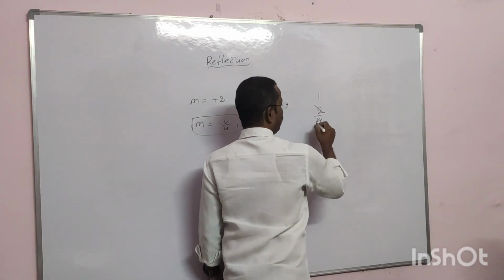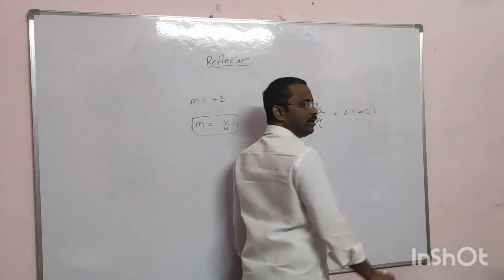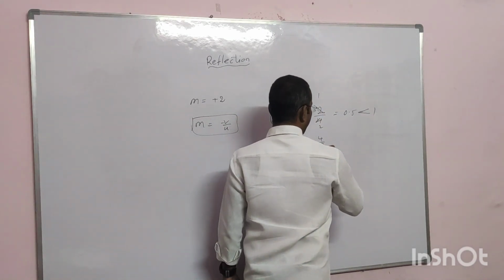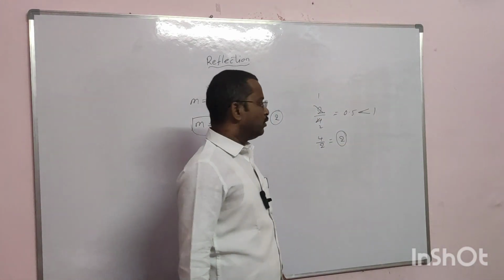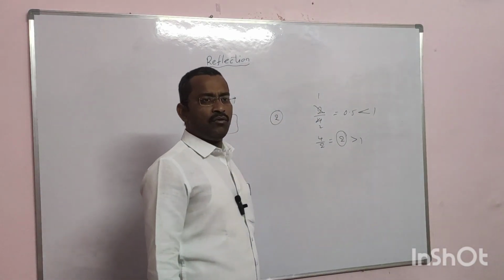See, 2 ones are 2, 2 twos are 4. So you got 0.5. So it's always lesser than 1. Next, say it as 4 by 2. What will you get? 2. Then what will you say? 2 is greater than 1.